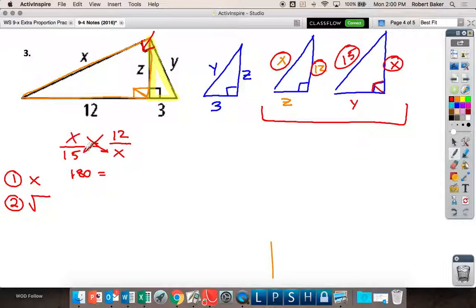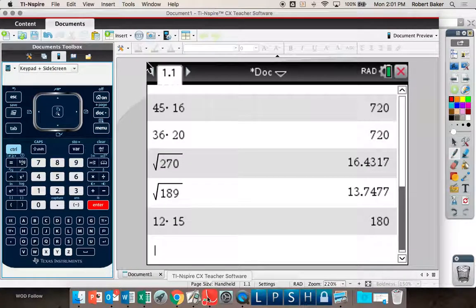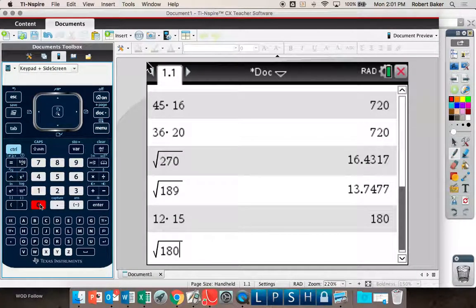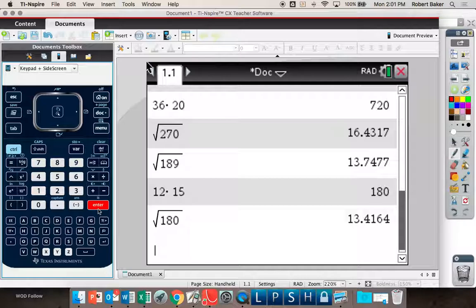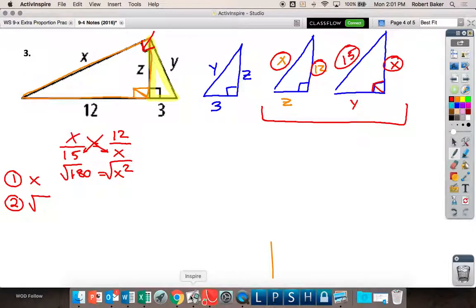X times X is X squared. Step two, take the square root of both of them. The square root of 180 is 13.42. So I have X solved for. All right, the next task is to go find y.